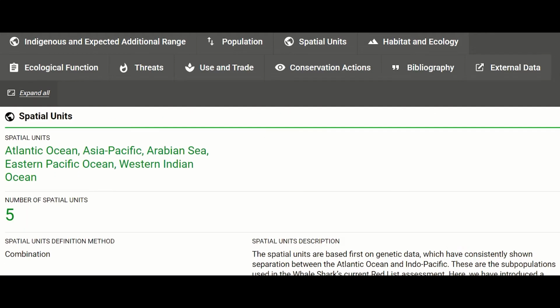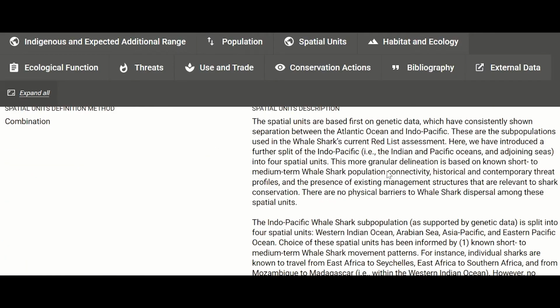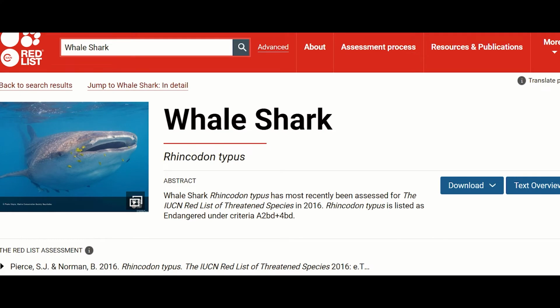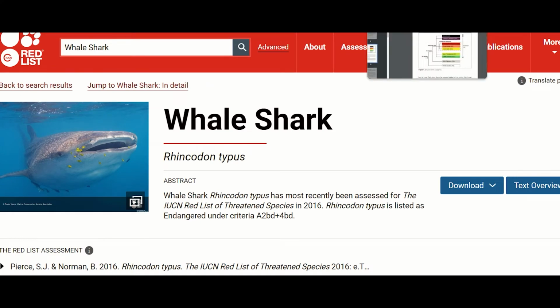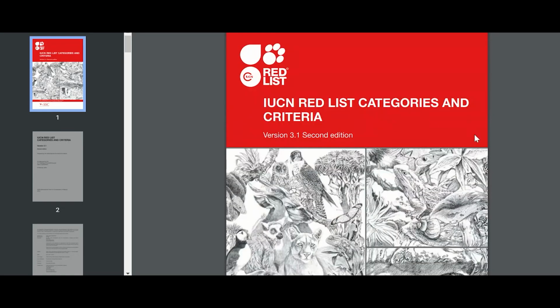What you can also do is, because we have had a look and it's listed as endangered, what does that actually mean? So if I go into this website and have a look at the categories, then it does come up with a PDF booklet, so I'll show you what the front looks like, this one.